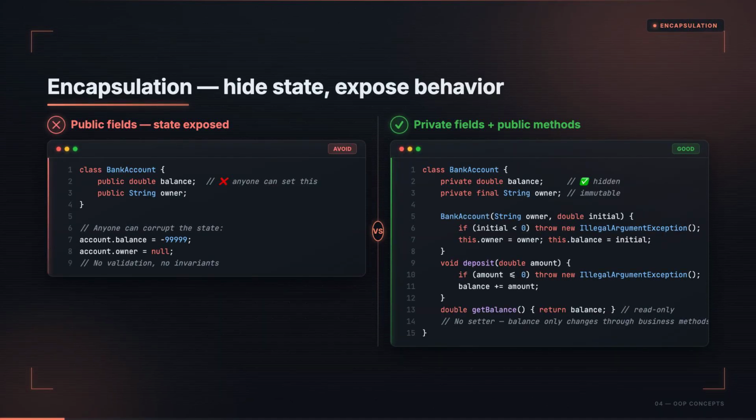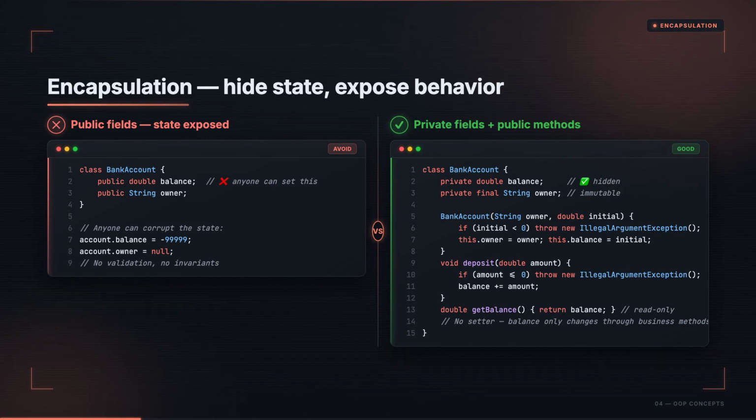Encapsulation. Hide the internal state. Expose only what's necessary. A public balance field on a bank account is a disaster. Any code anywhere in the application can set it to negative 10 million. Make balance private, enforce all changes through deposit and withdraw methods, where you validate every input and maintain invariants.